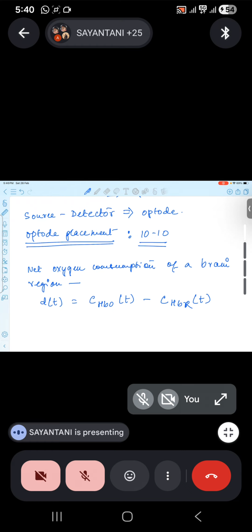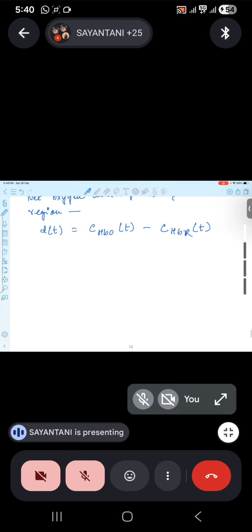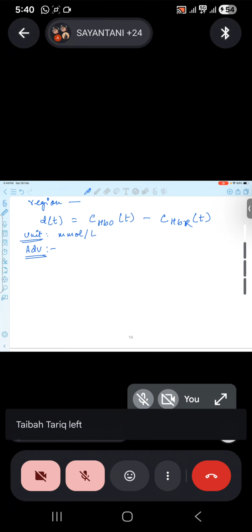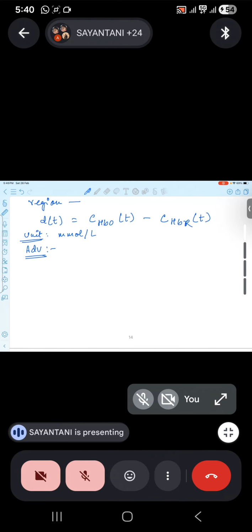Okay. So now let us discuss the advantages and disadvantages of this mechanism. Let me again discuss another thing: the output we obtain is in millimoles per liter. So that is the unit for the blood concentration changes in your brain. Okay. Now the advantages. So it has moderately good spatial resolution. I'm saying that it is moderately good spatial resolution, not a very great spatial resolution.